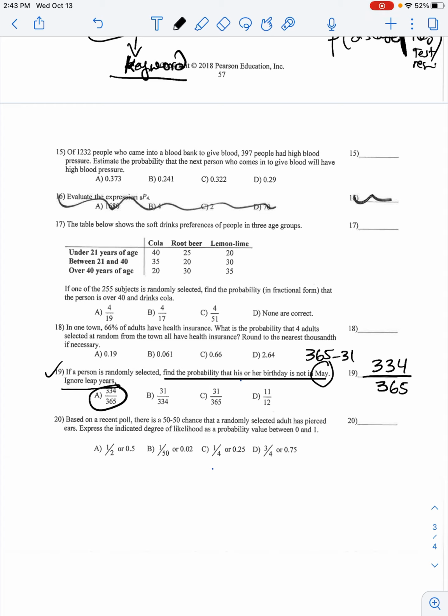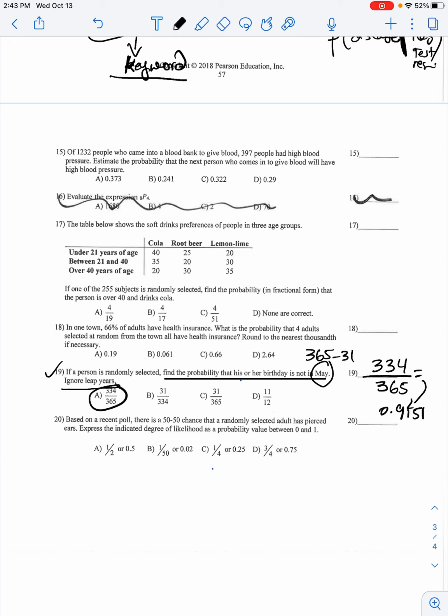If you thought of 11 out of 12, you are not that wrong. So it's more accurate when you say 334 out of 365. And if I write it to a couple of decimal places, the answer to that is 0.9151 to 4 decimal places.